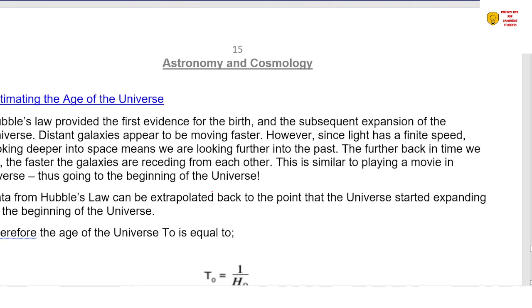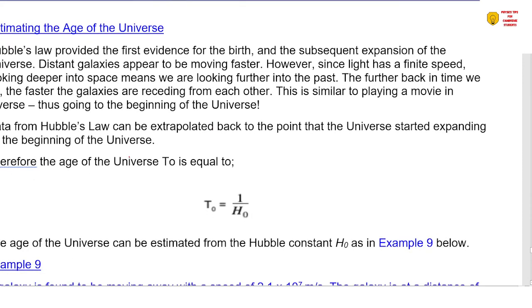Then lastly, we are going to look at estimating the age of the universe. Hubble's law provided the first evidence for the birth and subsequent expansion of the universe. Distant galaxies appear to be moving faster. However, since light has a finite speed, looking deeper into space means we are looking further into the past. The further back in time we go, the faster the galaxies are receding from each other. This is similar to playing a movie in reverse, thus going to the beginning of the universe.